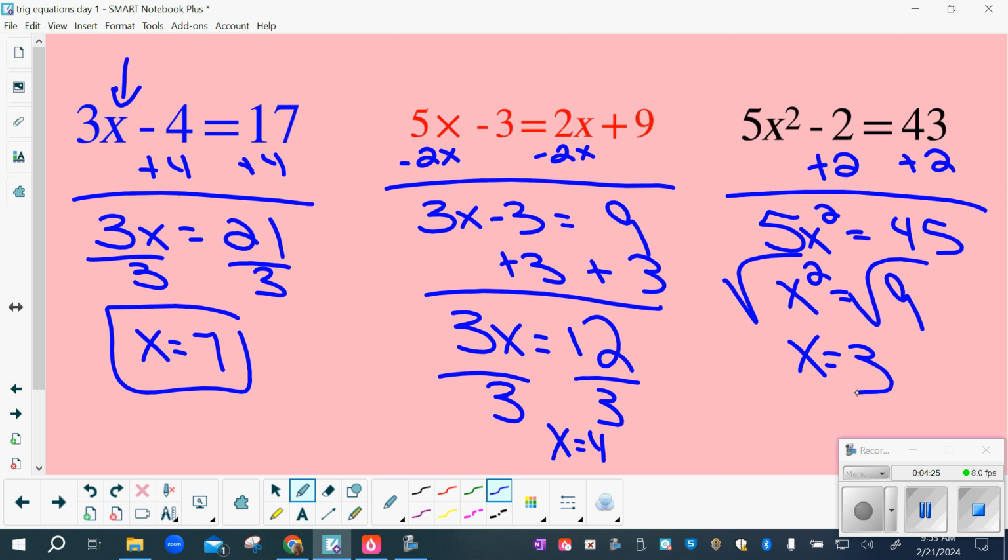I have a positive choice and a negative. That's going to matter in a little bit.